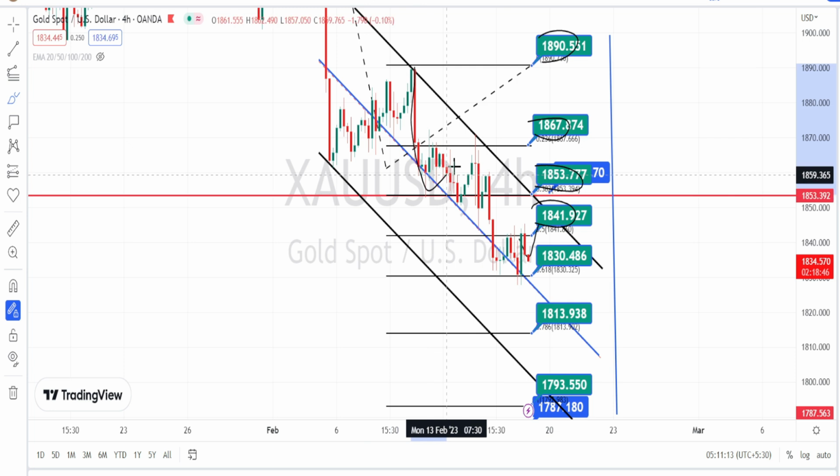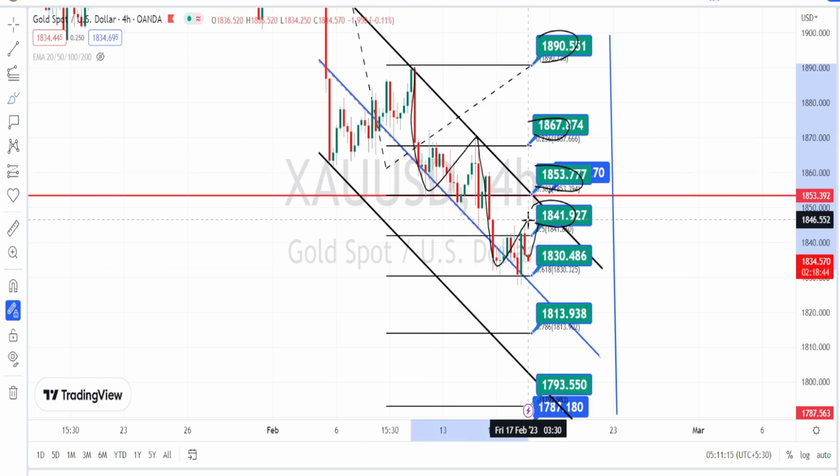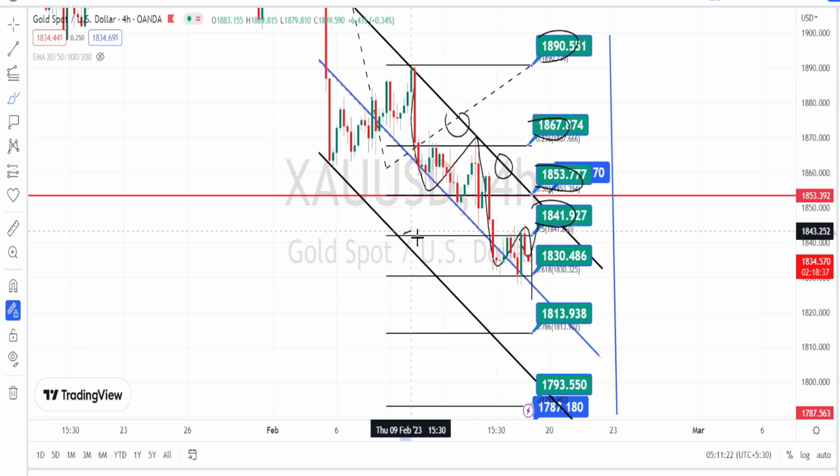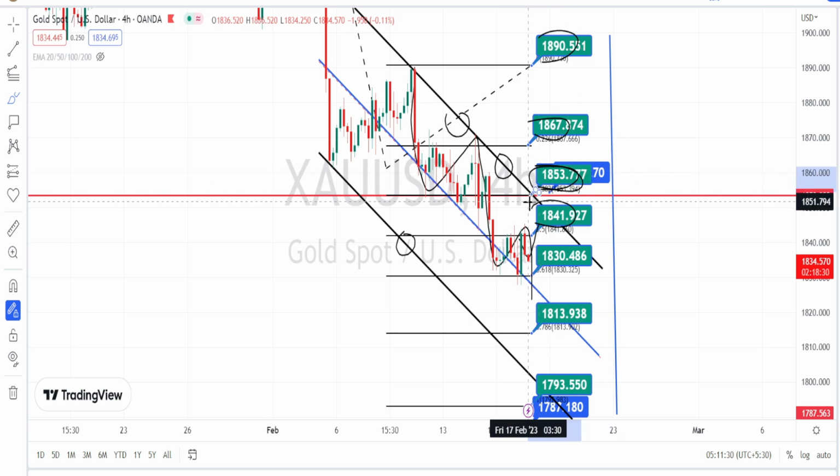And for now, the current trend of the price action in the 4 hours time frame is also in a bearish trend as long as it is trading within this bearish channel pattern. Wait for it to break the higher time frame resistance levels in order to get the confirmation on the start of the bullish side retracement.